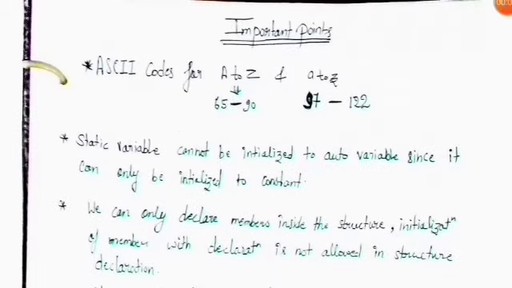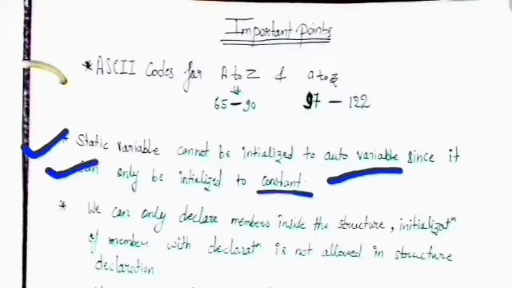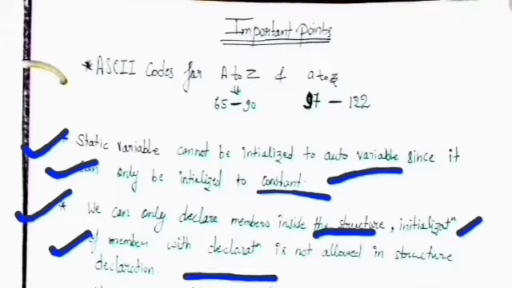Now come to the next important point, which is related to static variables. A static variable can't be initialized to an auto variable, since it can only be initialized to a constant. This is a really important point related to static variables. And the next point is we can only declare members inside the structure. Initialization of the member with declaration is not allowed in the structure declaration. So this is a really important point.